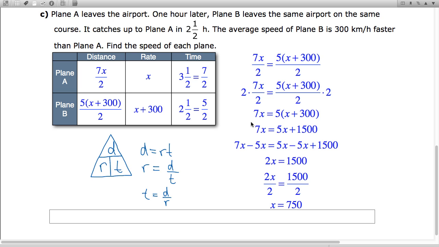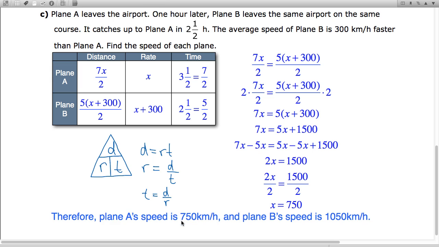So now, just going back to read, what are we supposed to find? We're supposed to find the speed of each plane. Okay, well the speed of plane A is x, 750. Plane B is 300 more than that, so that's 1050. This plane A's speed is 750 kilometers per hour, and plane B's speed is 1050 kilometers per hour.